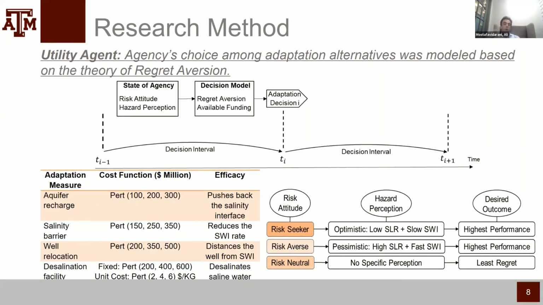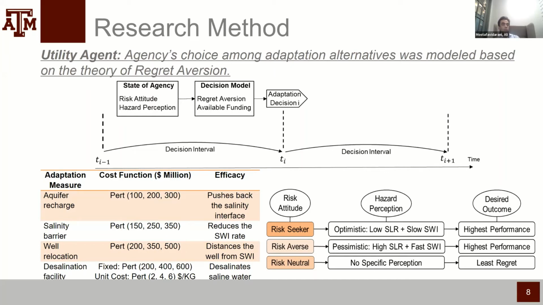And the model that we created enables capturing all of this: the risk attitude of the agency, the hazard perception that they have, and then the actions they make. So essentially what this figure at the top shows is at each decision point, based on the risk attitude of the agency and their perception of the hazard, for example, whether the sea level rise would be slow for the next 5 to 10 years, and what would be the projection of saltwater intrusion, then this would be the input into the regret aversion model.